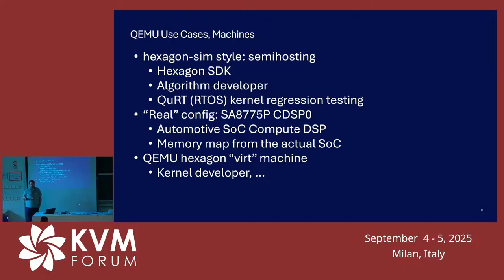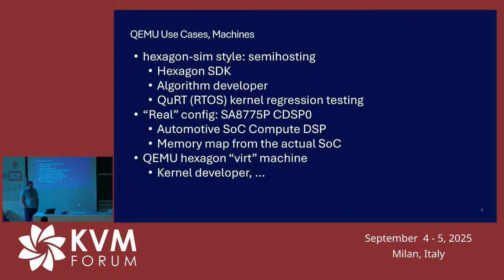You might have an algorithm developer who wants to port some algorithm to the Hexagon architecture, and today they use the Hexagon SDK for that kind of thing. It'll either boot sometimes a simple bare metal operating system or an RTOS developed by Qualcomm that's called QuRT. Another use case beyond algorithm development is regression testing for the operating system itself.